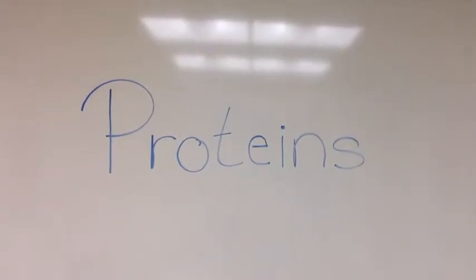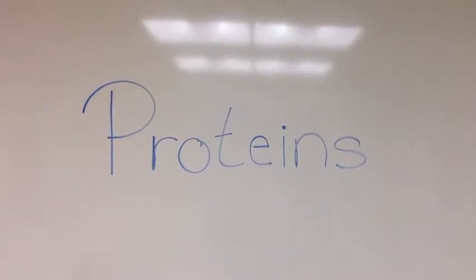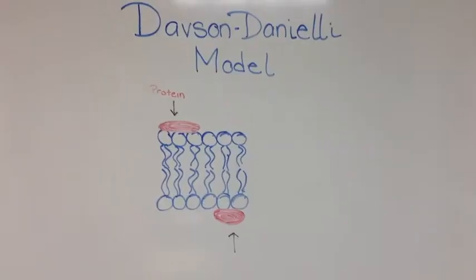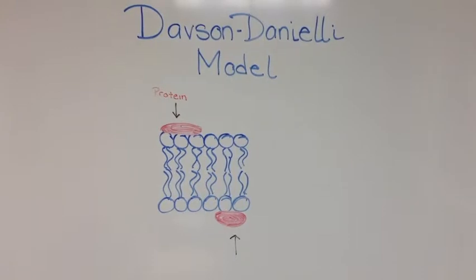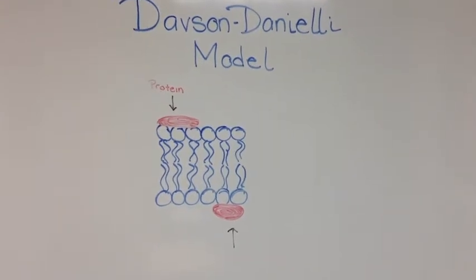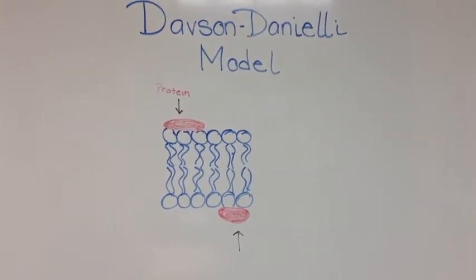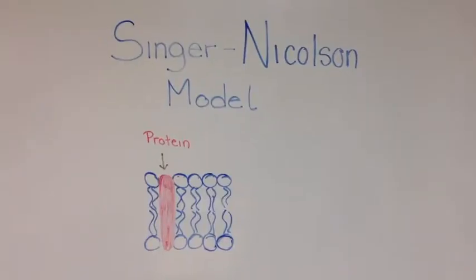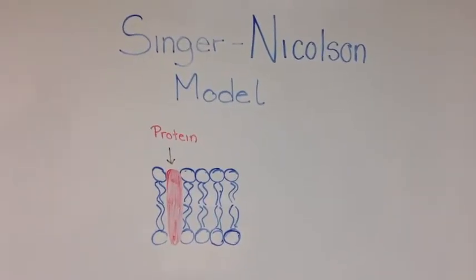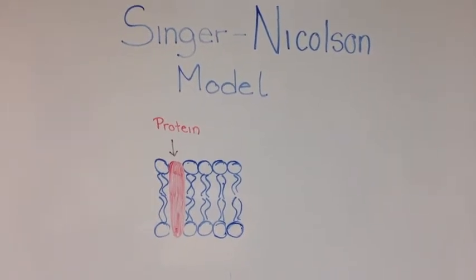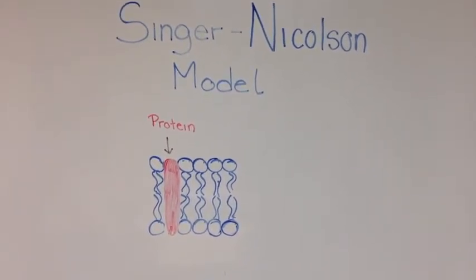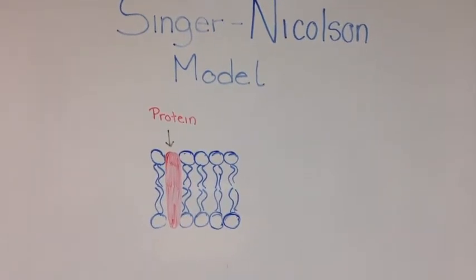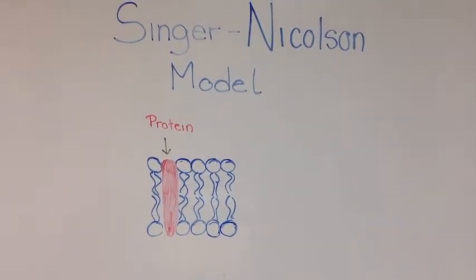This video will be talking about proteins. Proteins can be found in the phospholipid bilayer. Originally, in the Davson-Danielli model, the proteins were not embedded in the phospholipid bilayer. But they were wrong! The Singer-Nicolson fluid mosaic model got it right by embedding the proteins in the phospholipid bilayer. This allowed solutes to transfer straight from one side of the bilayer to the other.